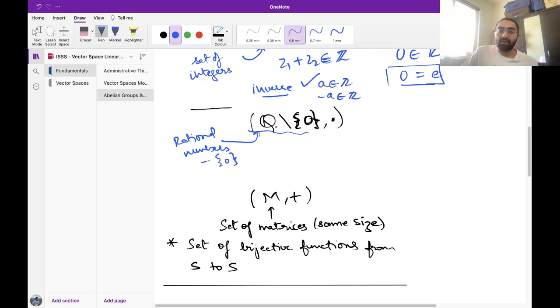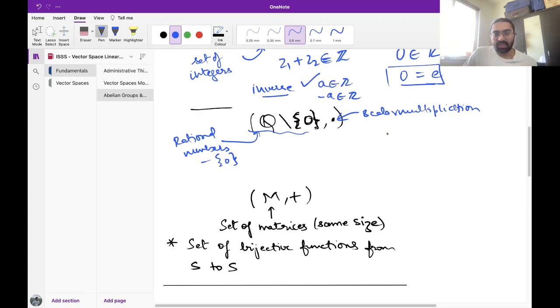And the operation is your normal multiplication, the scalar multiplication, right? Now, if you have to prove whether this is a group or not, what all do you need to do?